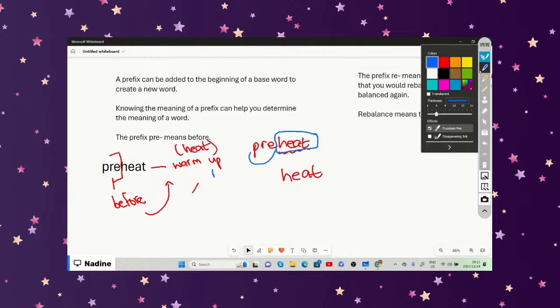If we think of more words, for example, precut. If we identify the base word, the word that can stand on its own, it's cut. So cut is our base word, and the prefix that is added to my base word is pre, making precut.